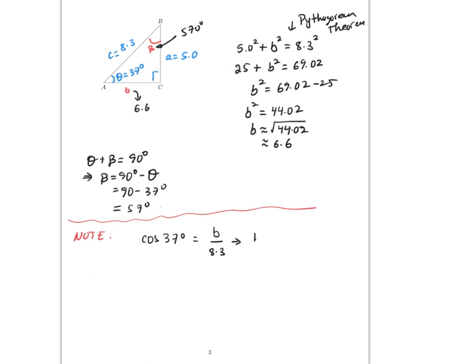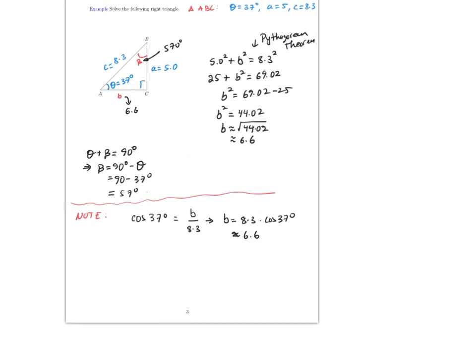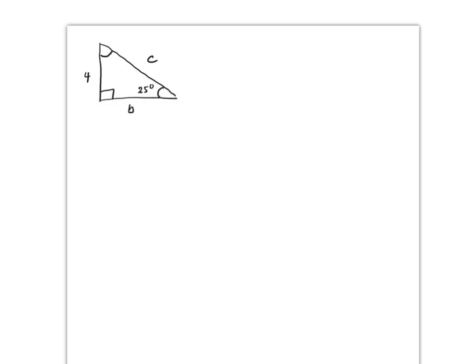If you solve for B, you cross multiply. B will be 8.3 times cosine of 37 degrees. And you can check that this would be exactly 6.6 again. So that will be another way to find that. And we'll do an example in a little bit where you have to do this no matter what. For example, let's say we have this problem. This is the information you are given.